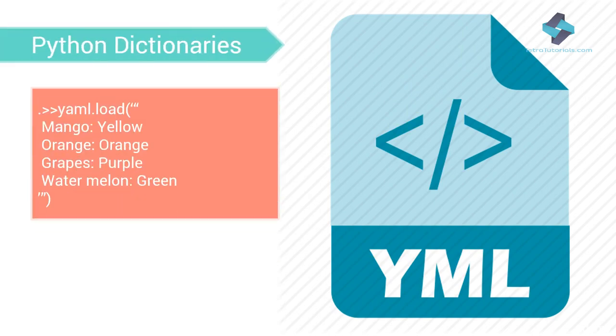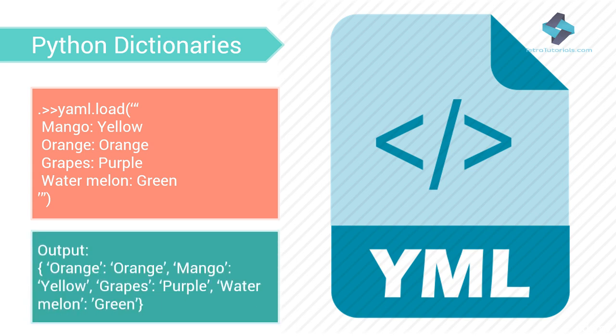Now, moving on to YAML dictionaries. Here in the YAML fragment, we are passing values which are separated by colons. These particular series of values, like mango: yellow, orange: orange, grapes: purple, etc. So here we are given fruit names as a key on the left side and values as their colours on the right side. And the output from this is displayed as a Python dictionary.